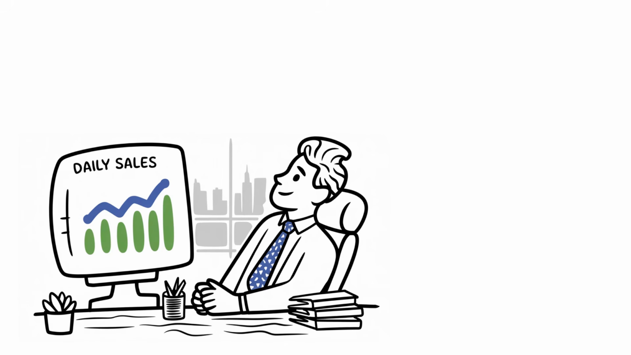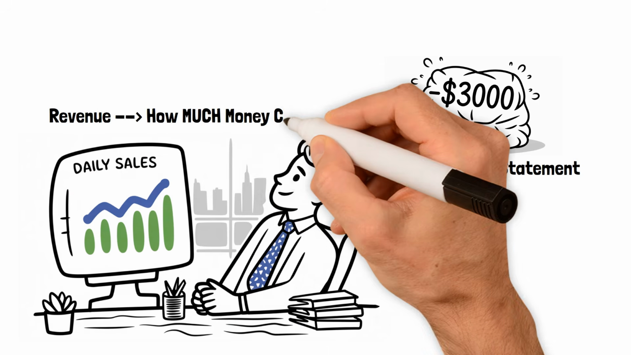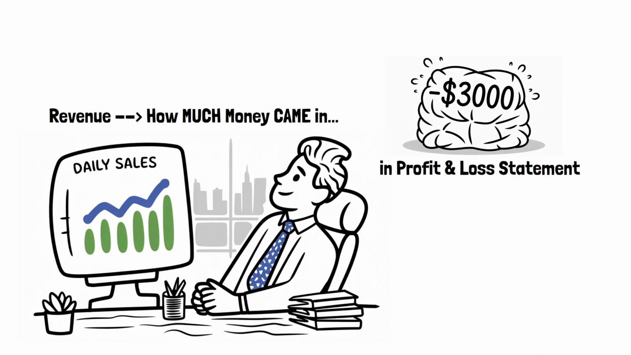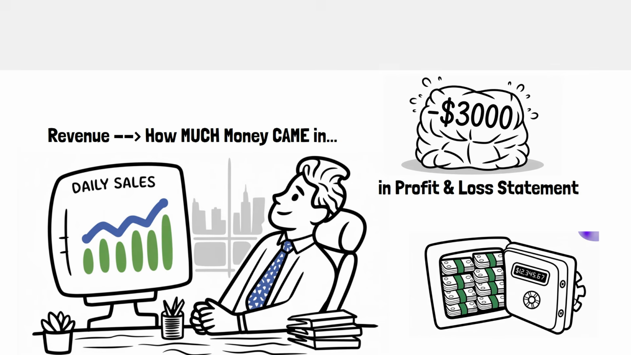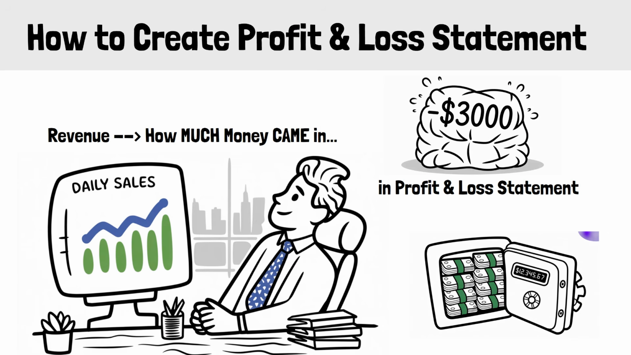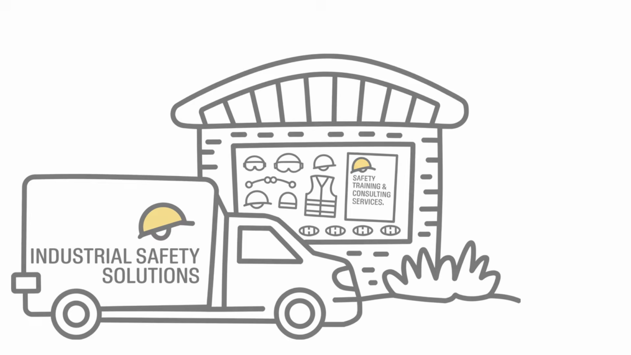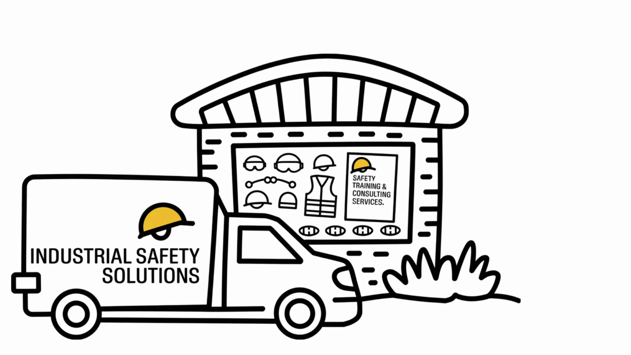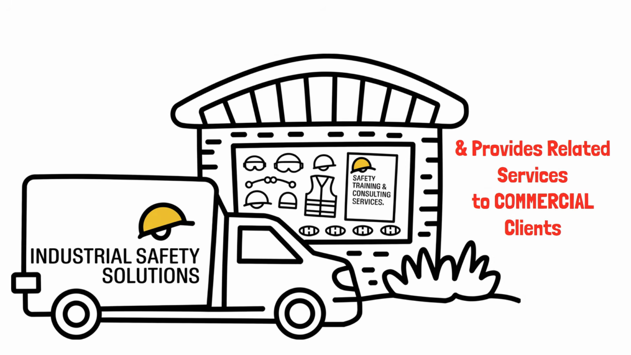Most business owners look at sales numbers and feel confident, but real profit is decided much lower in the profit and loss statement. Revenue tells you how much money came in, but it does not tell you how much you actually kept. In this video, we explain how to create a profit and loss statement for your business using practical examples. Consider a small US-based business that sells industrial safety products and also provides related services to commercial clients.